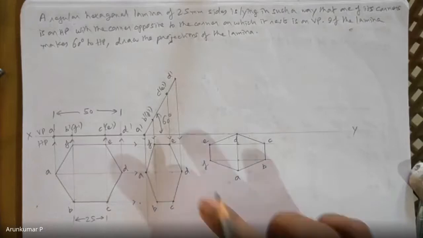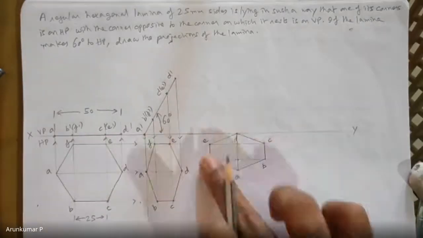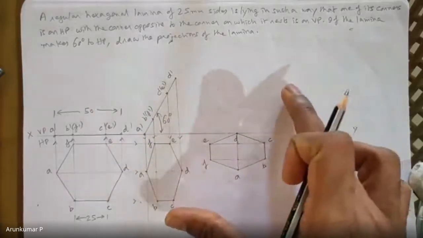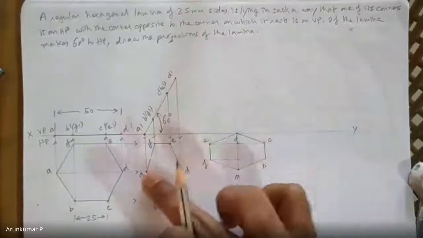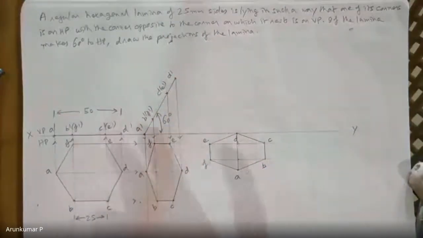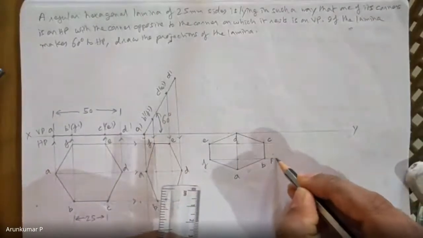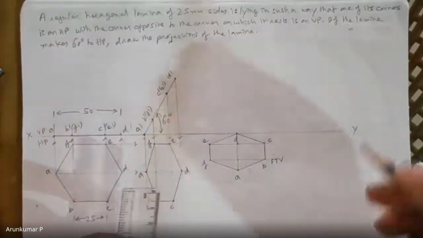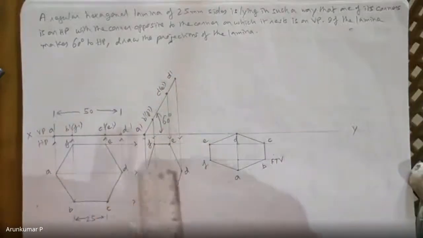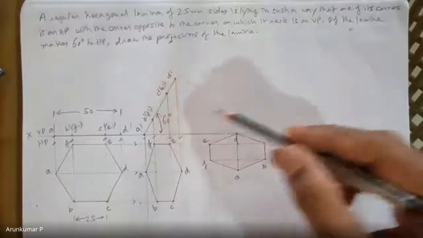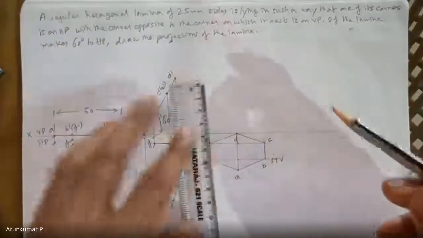But see that whatever shape you get here, the same shape you should get here. It shouldn't happen that this is small and this becomes big, or this is bigger and here it becomes smaller. No, the size and dimension should be same. This is your final top view. Now to draw and locate the final front view, four horizontal projectors and three vertical projectors.